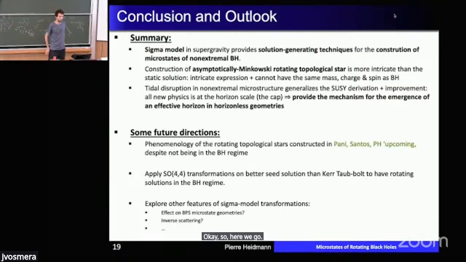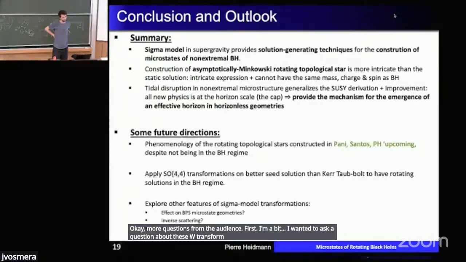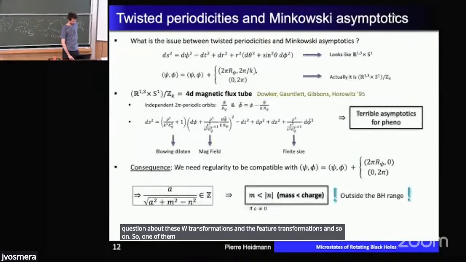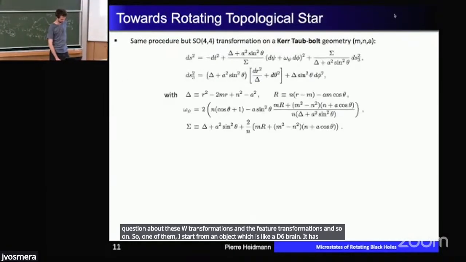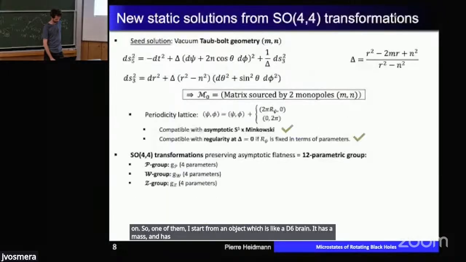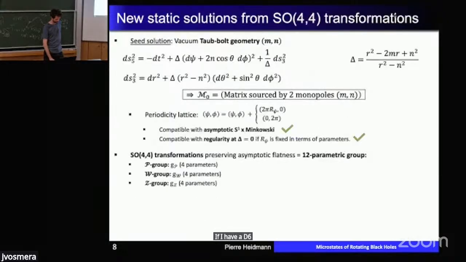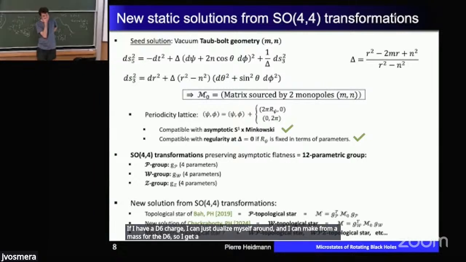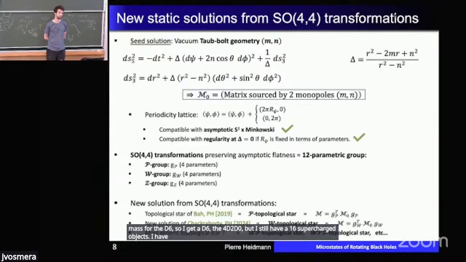Okay. More questions from the audience first. I wanted to ask a question about these W transformations and the P transformations. I start from an object which is like a D6 brane, has a mass and has a NUT charge. If I have a D6 charge, I can just dualize myself around and get a D6, D4, D2, D0. But I still have a 16-supercharge object. I have a single D brane. It's not a 2-charge or a 3-charge solution, just a single D brane. Is that what the P?